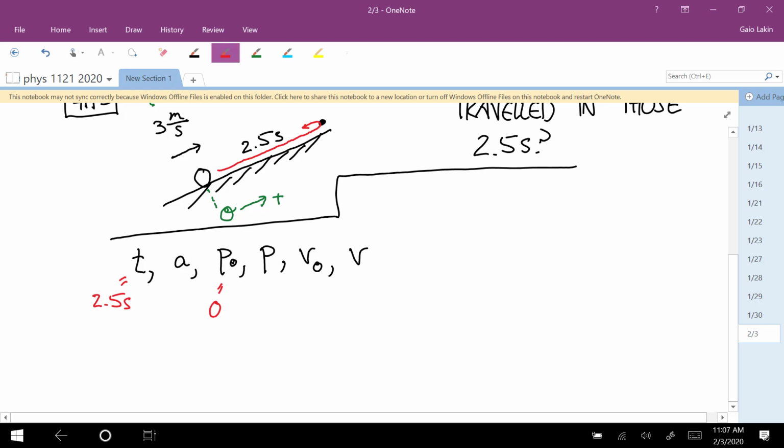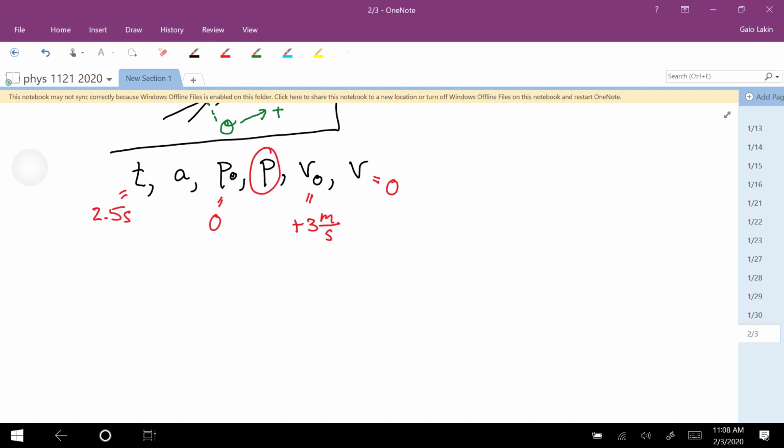Okay, position at time t, that's what we're trying to find. The velocity at time equals zero, well, we know it has a magnitude of 3, and it's moving in the positive direction, so this is positive 3 meters per second. And then do we know the velocity at time t? Yep, that's zero because that's the highest point before it starts to go back the other way. So now we're looking for one of those three constant acceleration equations that has p in it and everything else is known.